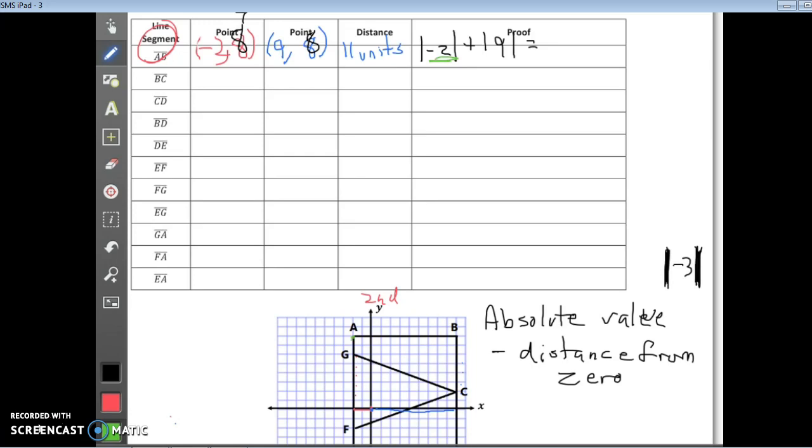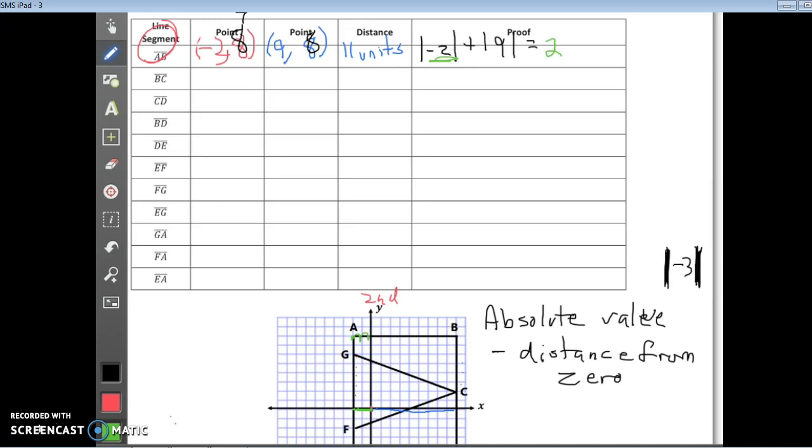Negative 2 is my x value here. Remember, it was negative 2 here. So how far is 2 away from 0? It is actually 1, 2. So the absolute value of 2 is 2. It is 2 away from the 0 line.